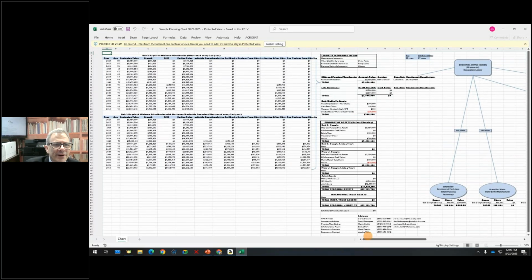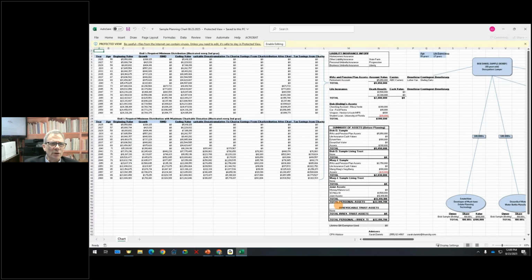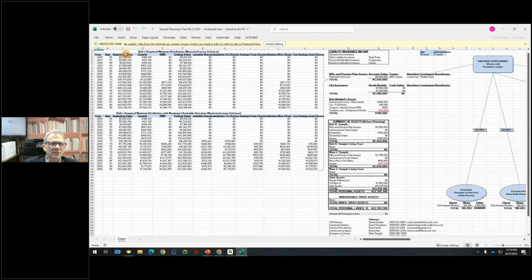I've got his IRA minimum distribution planning. So it's showing every other year. He's got $5,050,000 in his IRA growing at 7.5%. His minimum distribution at age 73 will be $671,000. Clients like to see this. It really gives them a sense of security, and this assumes nothing to charity.